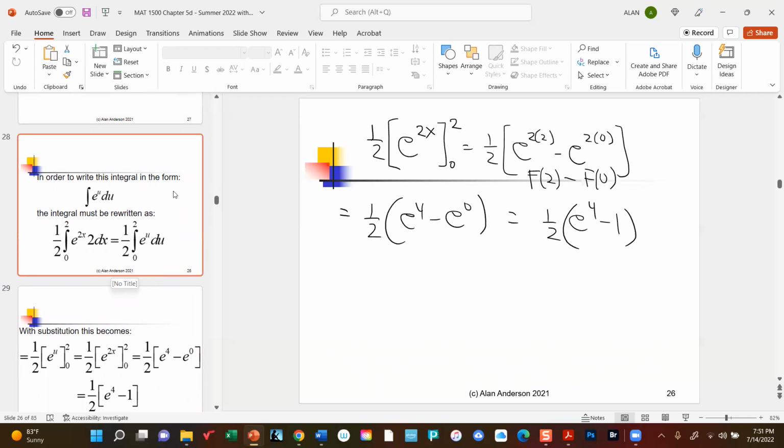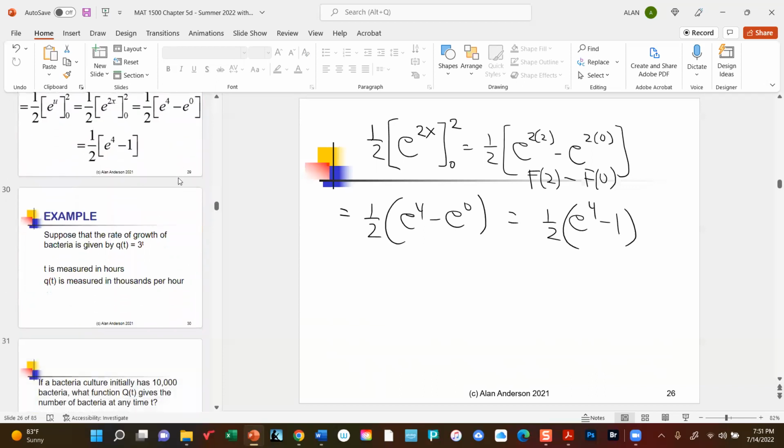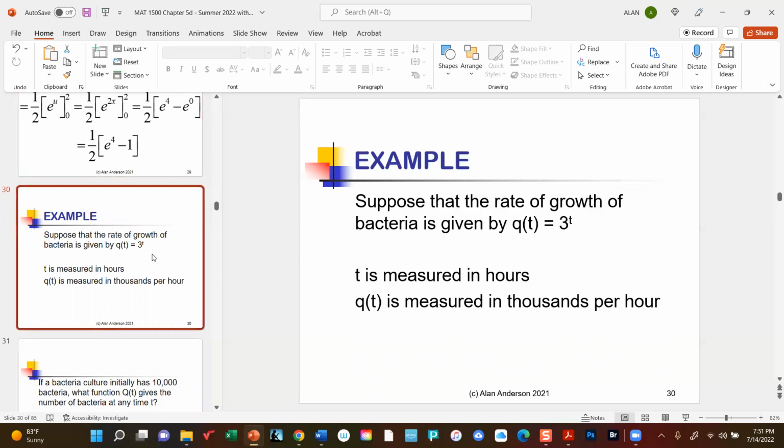Now, this next one is actually an application, and it's kind of interesting because we're really doing the same thing, but this will give you a chance to see an actual real world setting where you could apply these techniques. The question is, how do you know which ones to use? So here's the story. We have a colony of bacteria, and the growth rate, Q of T, is 3 to the T power. T is the time in hours. Q is the quantity of bacteria in thousands per hour.